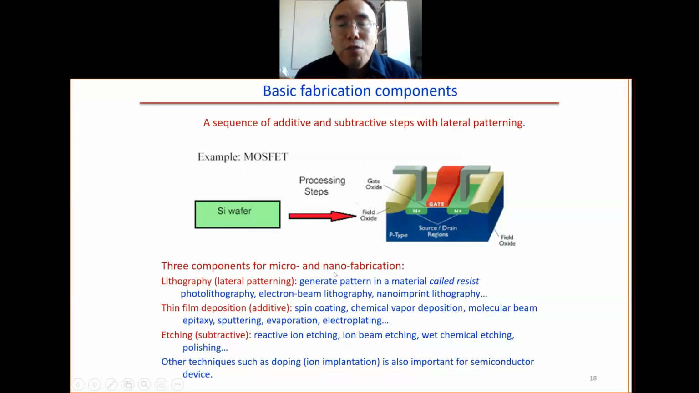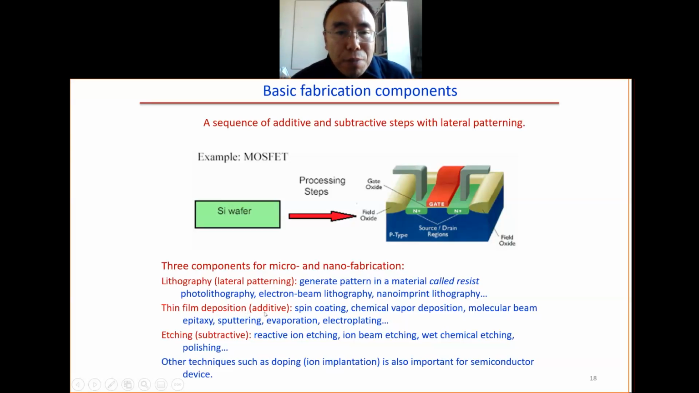Well, there are 3 components for the micro and nano fabrication. The first one is the lithography. Lithography generates the pattern in a material called resist. For example, how wide is this line? This gives you the channel length. So the channel length from here is determined by the lithography step.